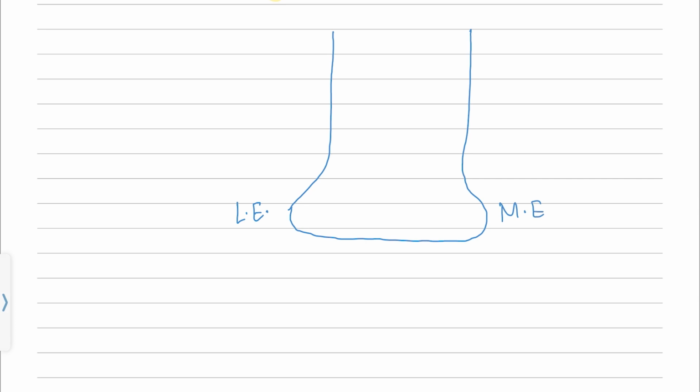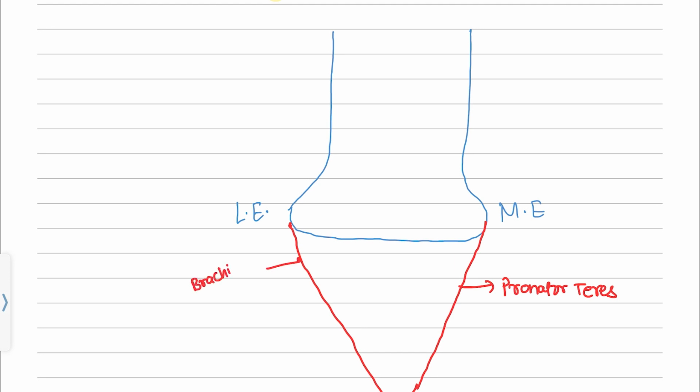As you already know, from the medial epicondyle the flexors of your forearm originate. There is a muscle known as the pronator teres muscle. I'll just mention it here, pronator teres muscle. And from the lateral epicondyle, one of the extensor muscles is the brachioradialis.